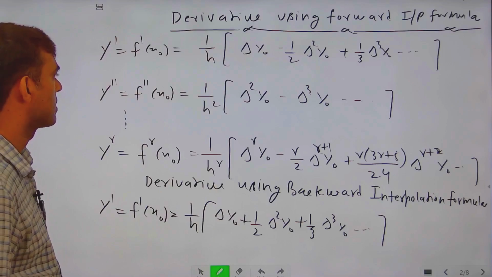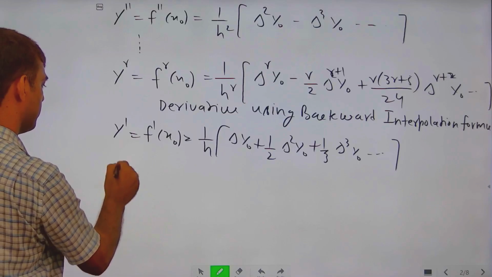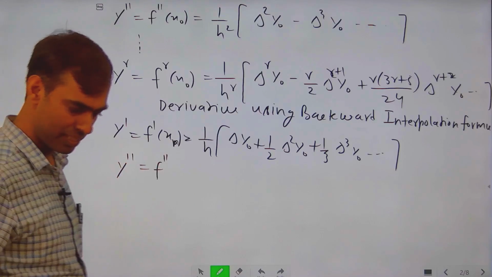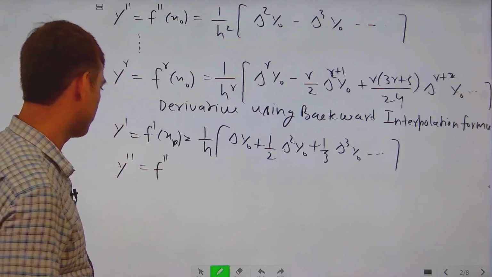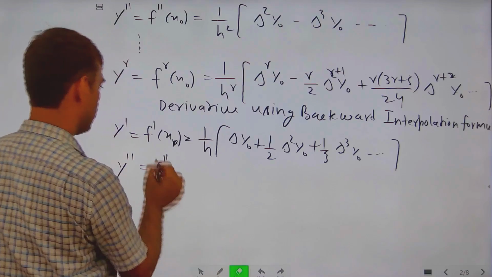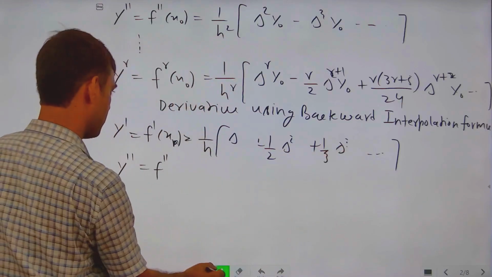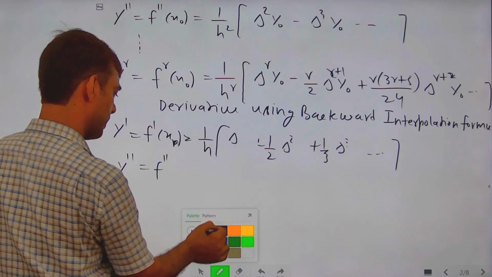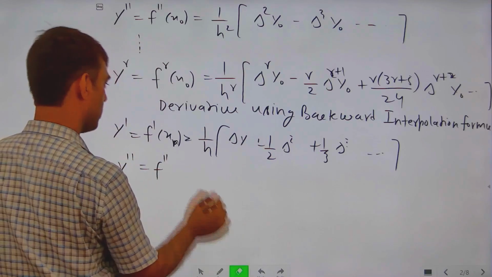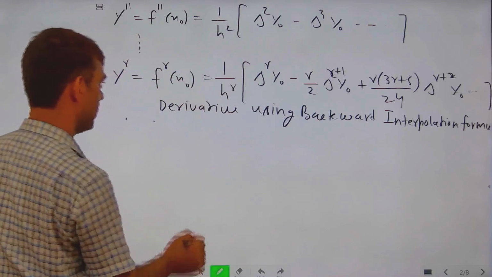And what is the second order? Second order similarly becomes f''. Here we do not write it in terms of y0, because you cannot say this is y0. Here we write the backward difference operator, so we delete all the terms here.